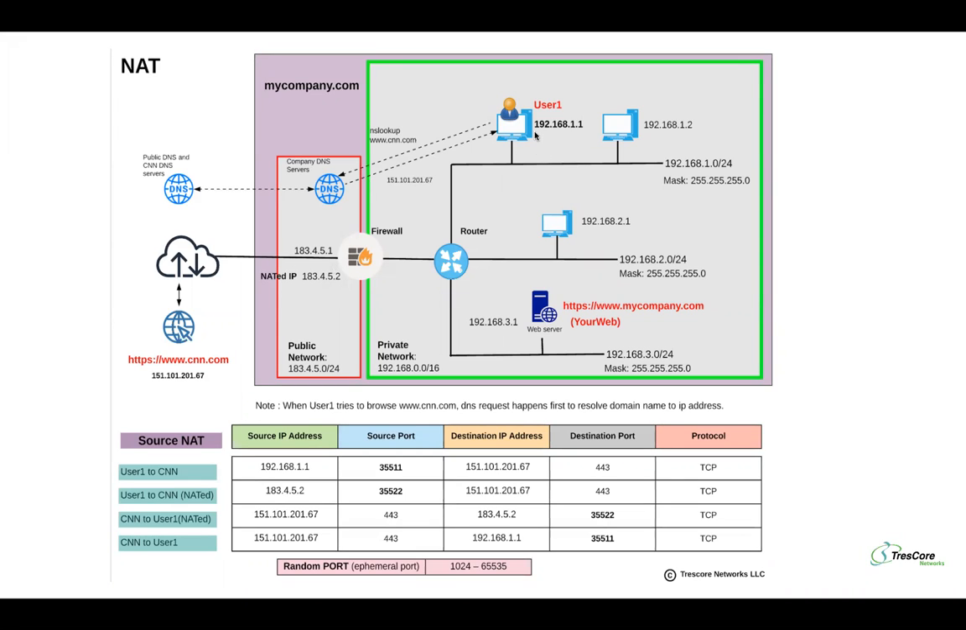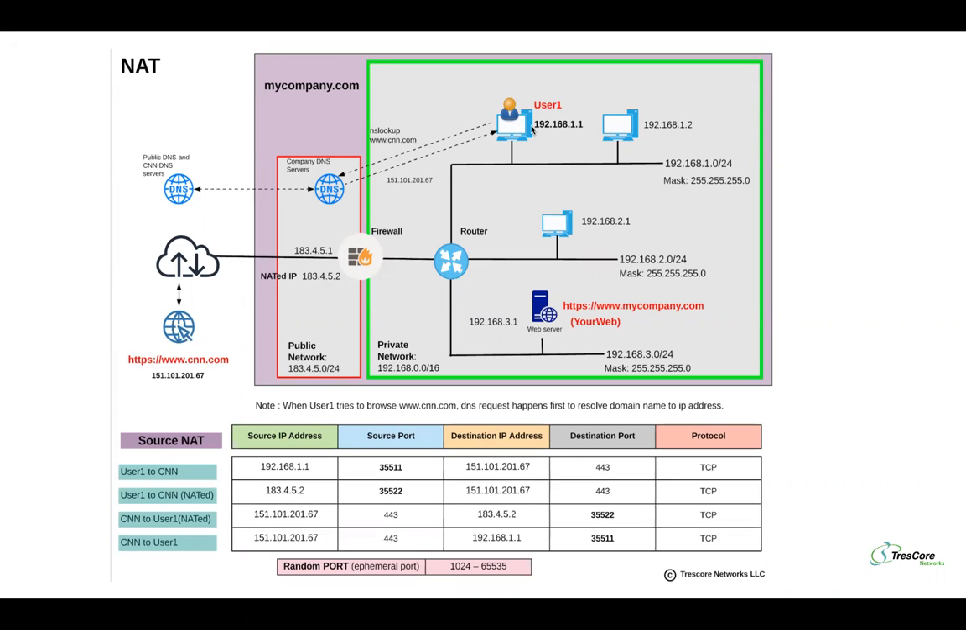Okay, so how it works: say user one wants to go to cnn.com. We'll cover what DNS is very shortly, but the first thing that always happens is a DNS resolution, because when you're typing cnn.com, computers understand only IP addresses, right? So this is like a telephone directory that converts a name to an IP address.